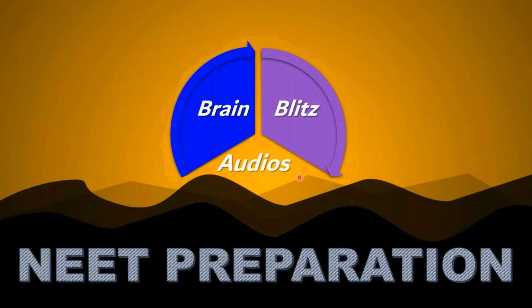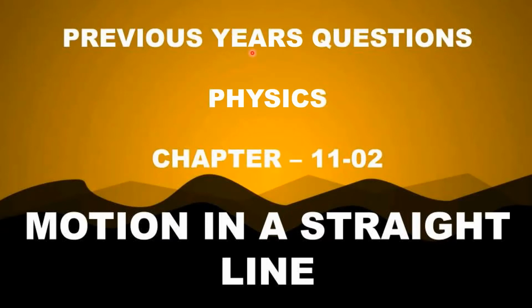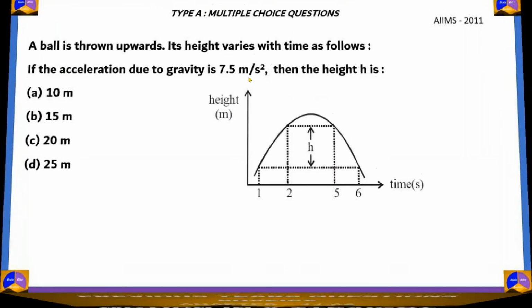Today, in this episode of NEET Preparation, we'll be dealing with previous year questions of physics from medical entrance examinations in India. Today, we'll be dealing with the chapter Motion in a Straight Line. This is a very important chapter, and this is the second chapter in the grade 11 syllabus for physics in CBSE. So, this chapter is very important, and therefore the questions here are also super important. Let's look at our first question.